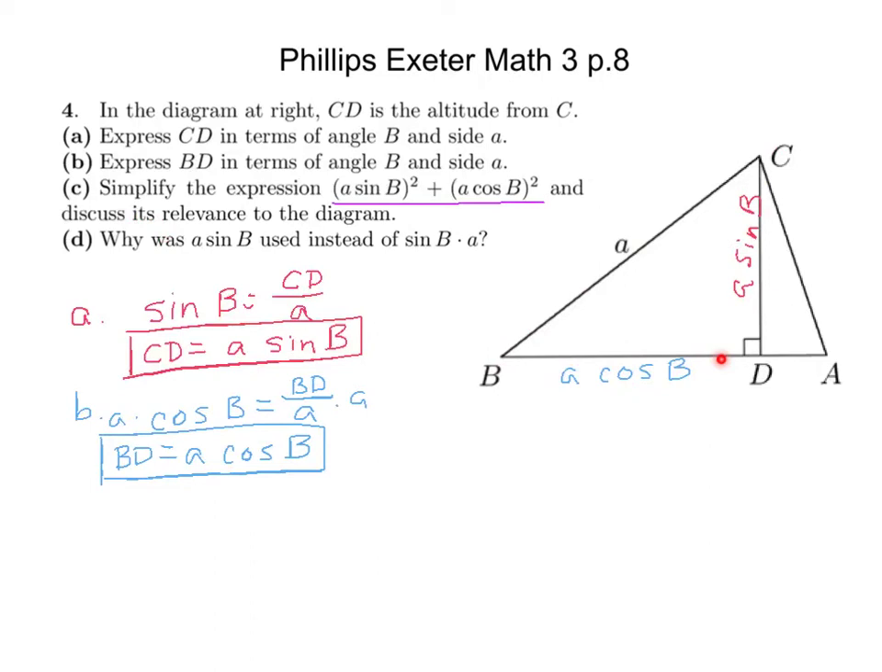If we just look straight at this, we just did a warm-up on this a second ago, you would get A squared sine squared B plus A squared cosine squared B. I could factor out the A squared, and the rest is sine squared B plus cosine squared B, and that equals 1, so it's A squared.